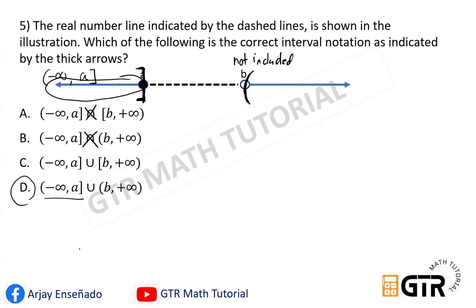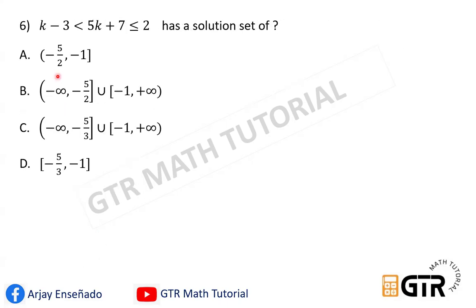So next, number 6. K minus 3 is less than 5K plus 7 is less than or equal to 2 has a solution set of. Okay, so we have two inequalities here. So let's solve this first. So we have K minus 3 less than 5K plus 7. And then for the other, we have 5K plus 7 less than or equal to 2. Okay, so just solve this.